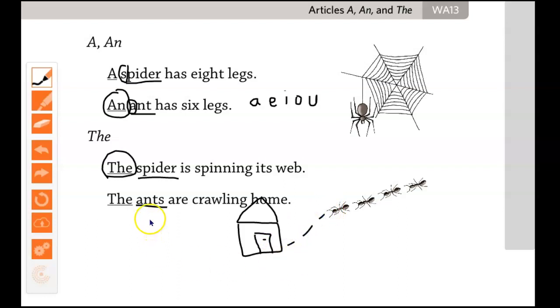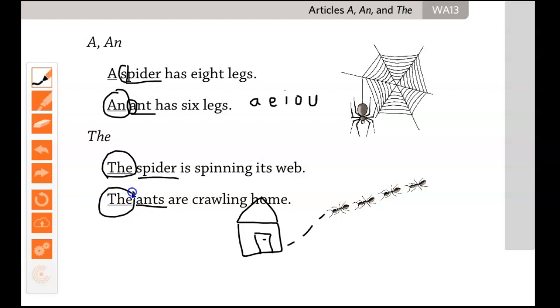All right, so listen to how this sentence sounds without the word the. Ants are crawling home. And again, it's not necessarily incorrect, but if you're just talking about a general group of ants, we want to always use the word the: the ants.